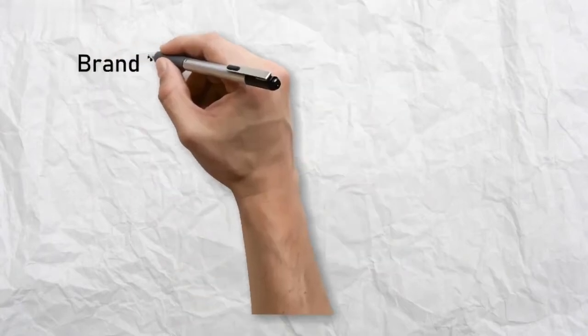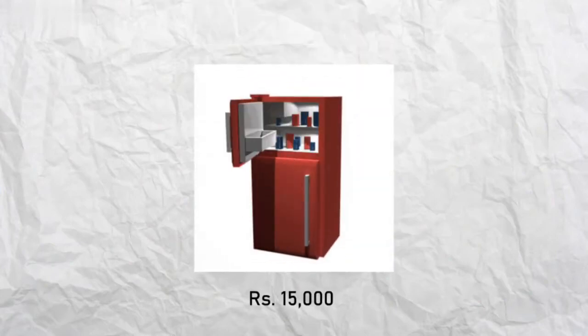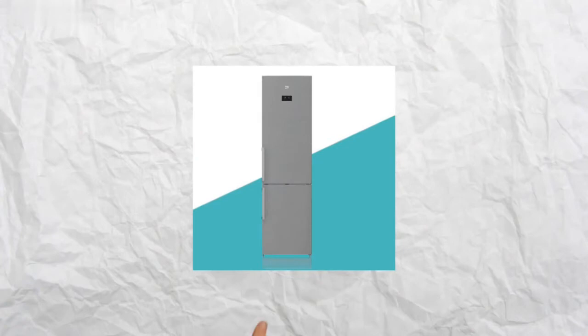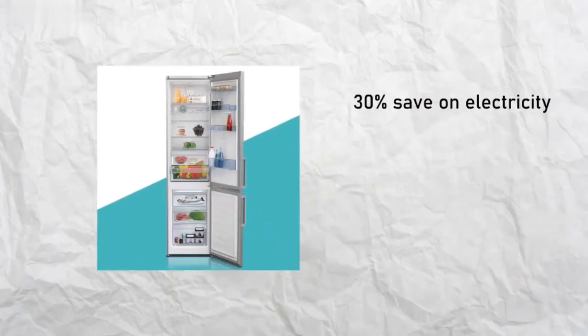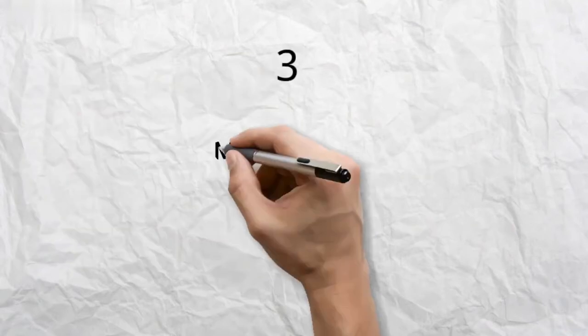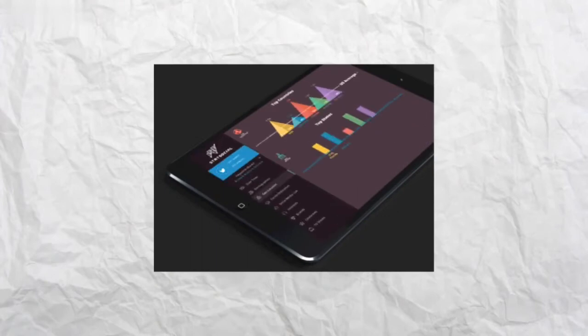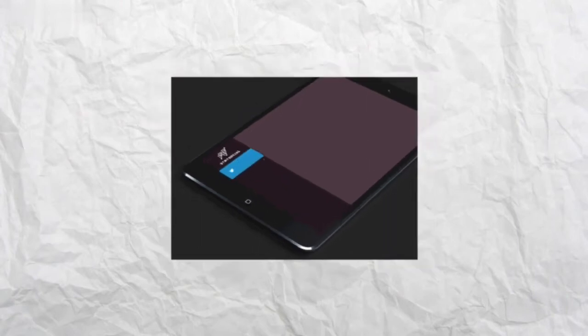Let's say there is a brand that offers a fridge at 15,000 rupees and another brand with similar features at 18,000. Now, normally consumers will go for the cheapest one on the list, but if the fridge priced at 18,000 rupees consumes 30% less electricity than the fridge priced at 15,000 rupees, consumers may spend 3,000 rupees more on the purchase and then save on electricity bill in the long term. Number 3. Market opportunities. The demand for a product, market trends, etc. can be identified with the help of consumer behavior, which then can be applied to achieve its maximum sales potential.